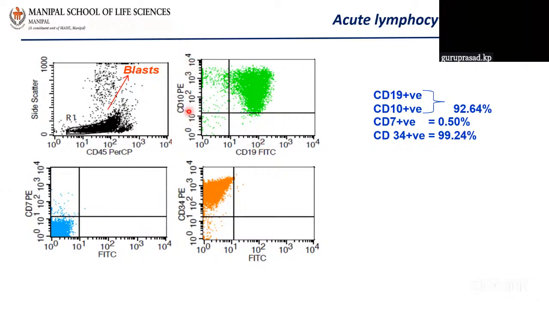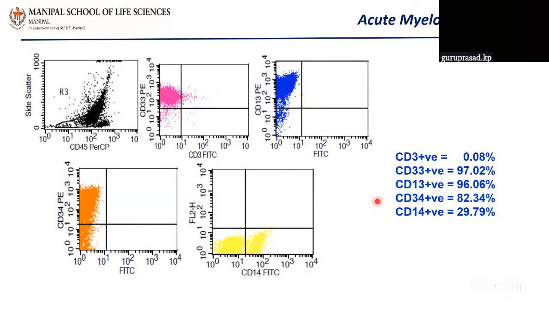CD10 is a stem cell marker, in other words, a cancerous marker. Similarly, CD34 is a hemopoietic stem cell marker. CD7 is again a T cell marker. So that means these cells are positive for CD19, CD10, and CD34. Definitely, this is an acute lymphoid leukemia case. So that is how they will identify.